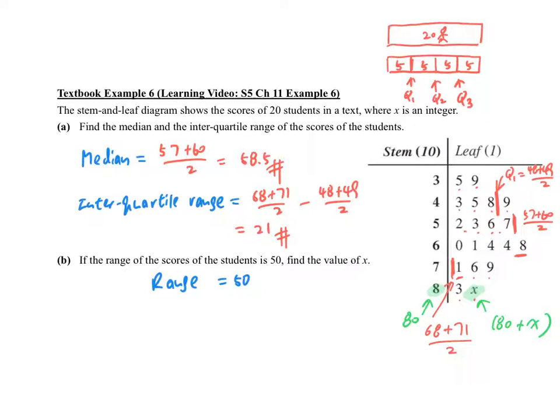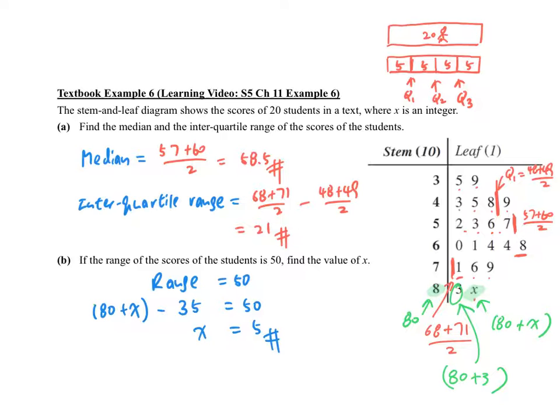For example, look at this number 3 here. It has a meaning of 80 plus 3. For the range, we are talking about the largest data, which is 80 plus x, minus 55, which is equal to 50. By solving this equation, we got x to be 5.